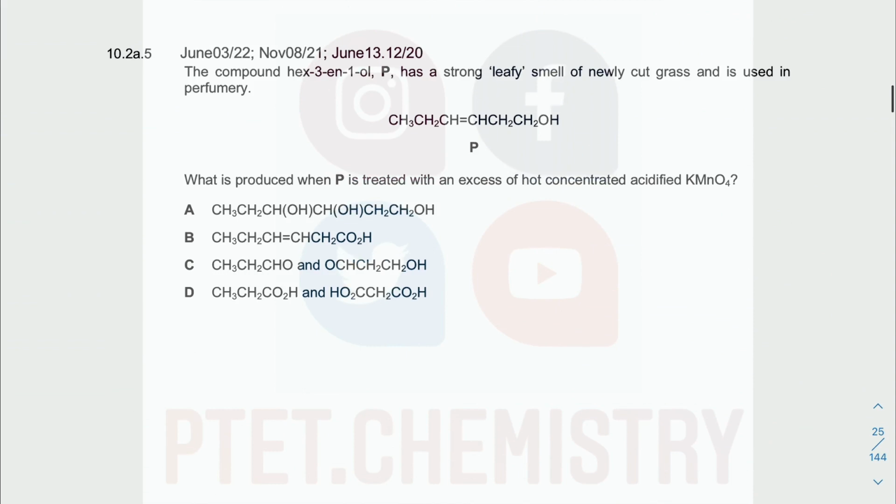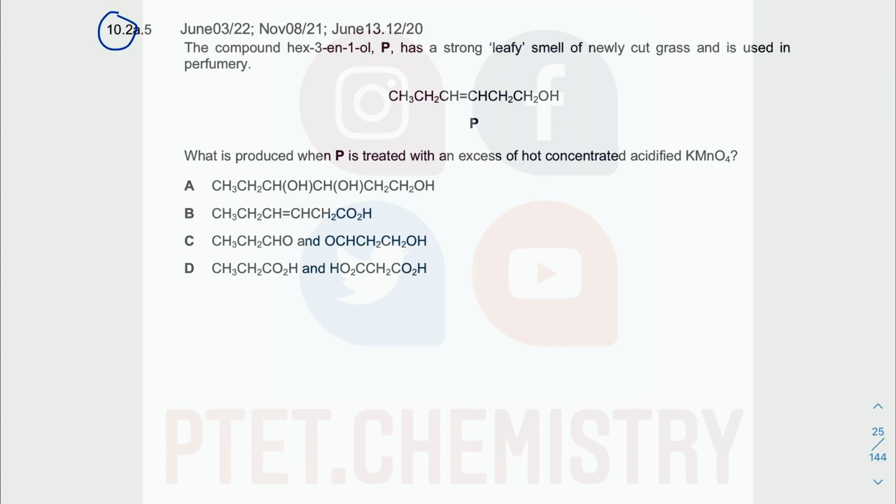So this is the last question of this short tutorial series on section 10.2, which is on hydrocarbon, alkanes and alkenes chemistry. So this is P. I'll convert it to skeletal formula because I find it easier to work in skeletal formula. So this is CH3, CH2, CH. They don't tell me whether it's cis or trans. I'll just draw this first because it does not matter anyway. CH2, CH2, OH. Read carefully. CH3, CH2, CH, double bond, CH, CH2, CH2, OH.